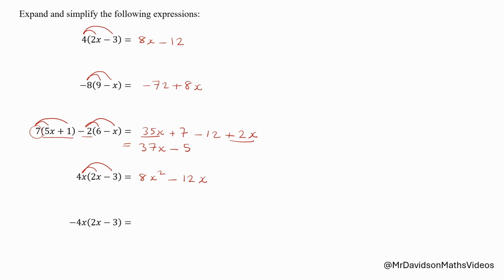And for the final bracket, minus 4x times 2x gives us minus 8x squared. Minus 4x times minus 3, again a negative times a negative gives us a positive, and that will give us positive 12x. If we notice, the only difference between the one above and the one below is that there's a negative in front of the whole thing, so the whole thing has been made negative, and we notice that the result has just been multiplied by minus 1. Instead of 8x squared, we've got minus 8x squared. Instead of minus 12x, we've got plus 12x.